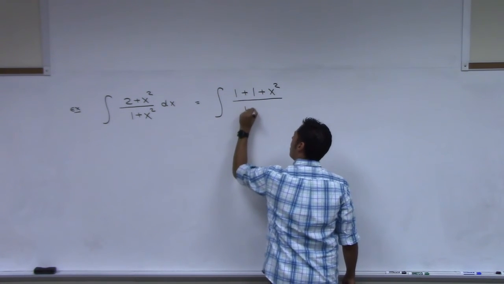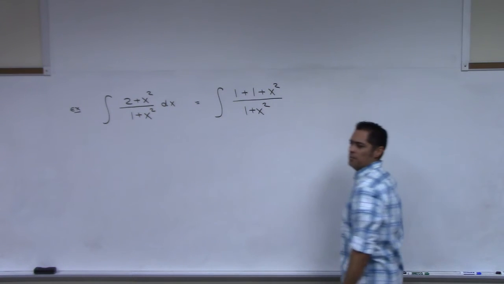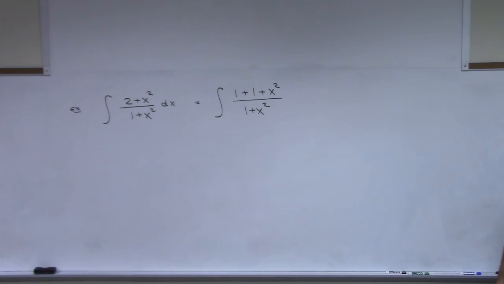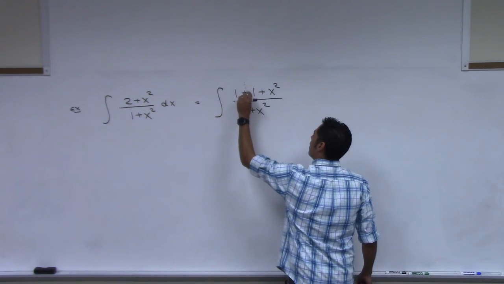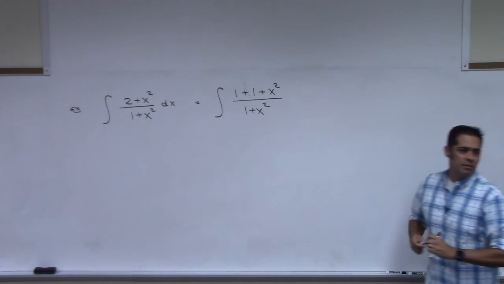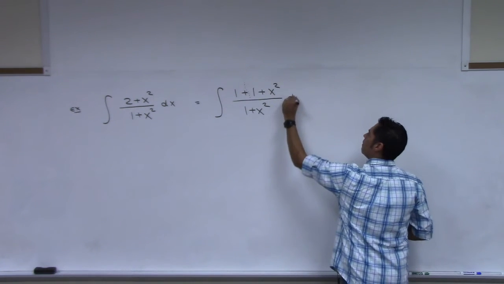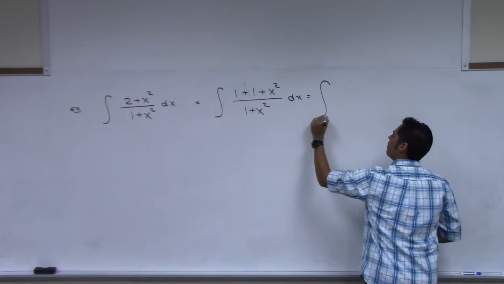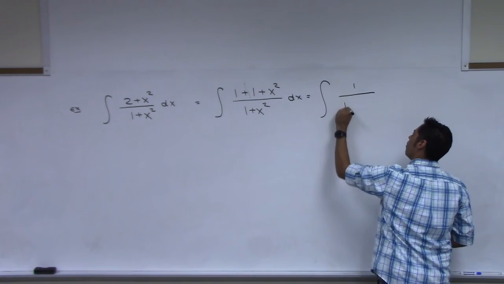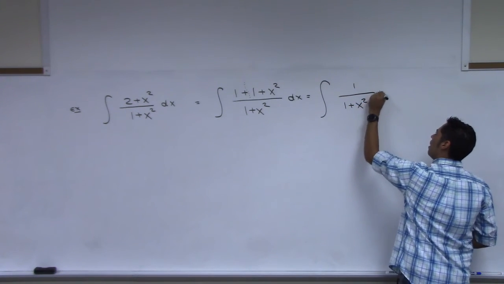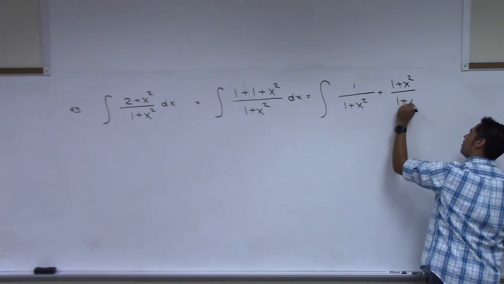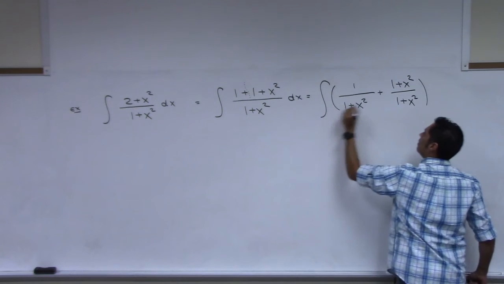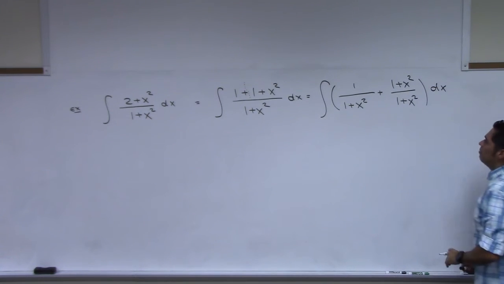I'm rewriting 1 as 1 plus x squared over 1 plus x squared. All right? Is that legal? Yes? Now, right here, I'm going to split my fraction. So I'm going to write 1 over 1 plus x squared plus 1 plus x squared over 1 plus x squared dx. Is that legal, what I just did?